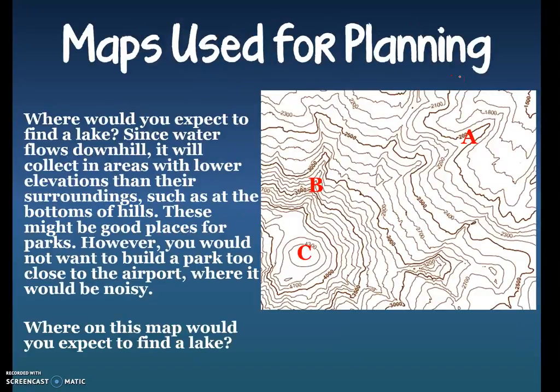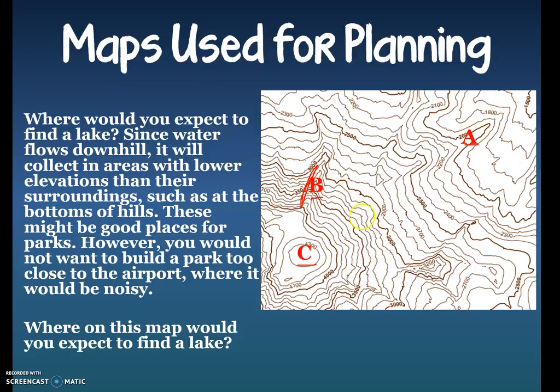So the last thing we're going to talk about is how maps can be used for planning. This is a map of a mountain again, and this is asking where you would expect to find a lake. We have A, B, and C. Most likely the water is going to flow downhill, and water flows down hills quickly. So if you look at B, it's really steep here. So I think we can decide that it wouldn't be at B.